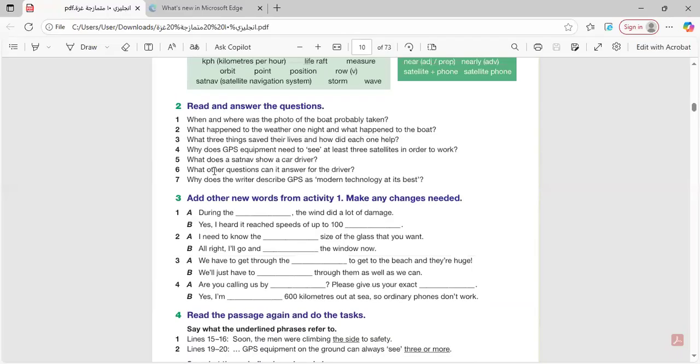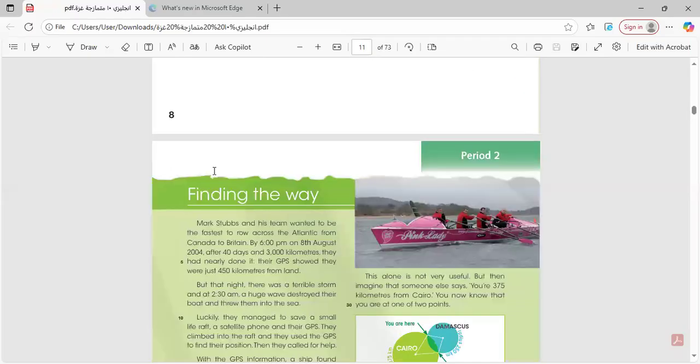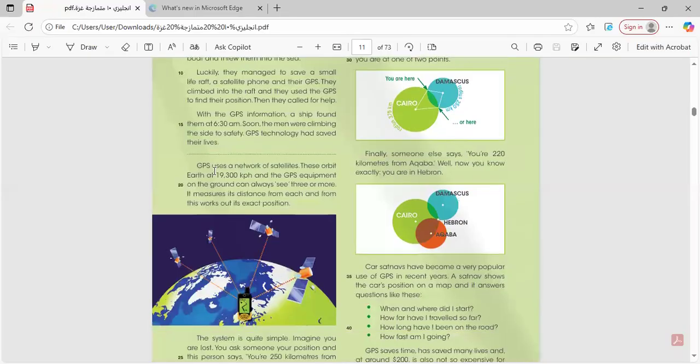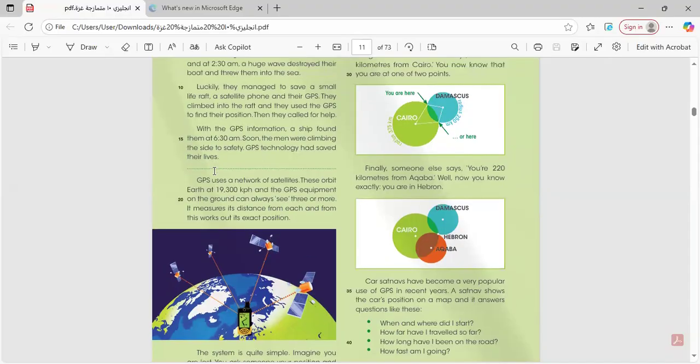Number 3, what 3 things saved their lives and how did each one help? Okay, we said there are 3 things that saved their lives. What do you think, guys? What are these 3 things? Let's go to the passage and find the answer. Here, you see? Luckily, they managed to save a small life raft, which prevents them from sinking in the sea.